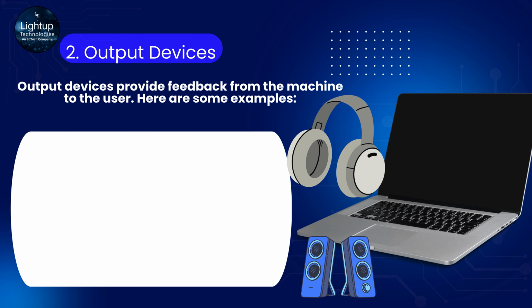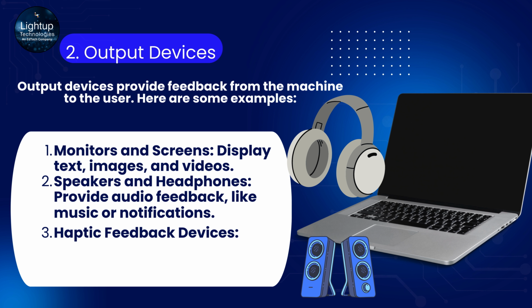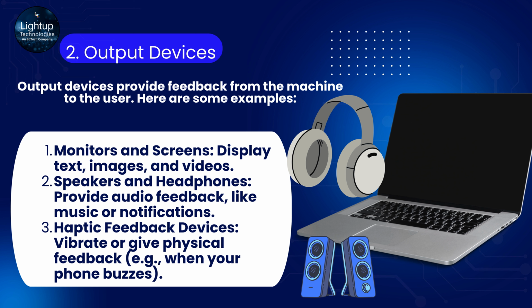Second, output devices. Output devices provide feedback from the machine to the user. Here are some examples. First, monitors and screens display text, images, and videos. Second, speakers and headphones provide audio feedback, like music or notifications. Third, haptic feedback devices vibrate or give physical feedback. Example, when your phone buzzes.